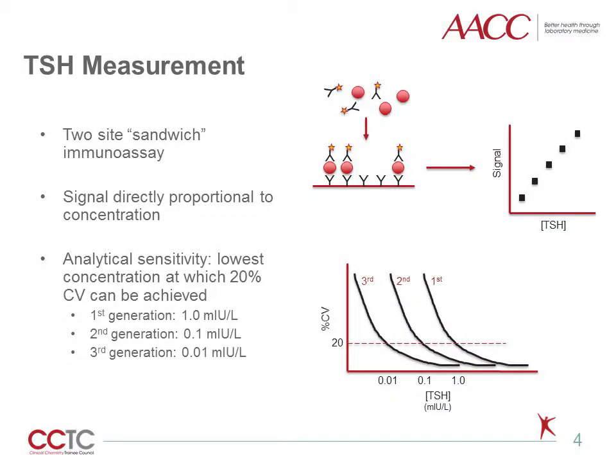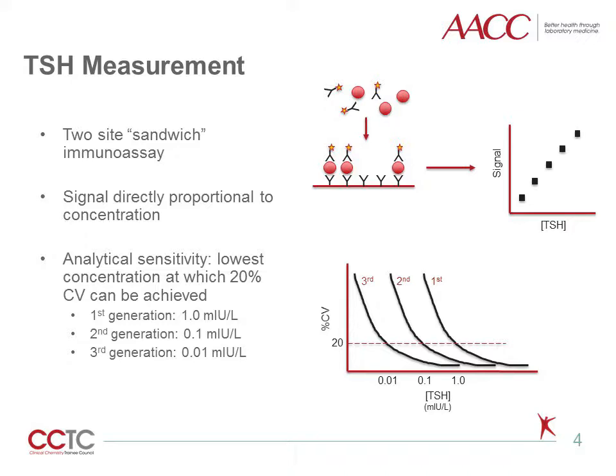On most automated analyzers, TSH is measured using a two-site sandwich immunoassay using a capture antibody directed at one TSH epitope and a labeled detector antibody directed at a second TSH epitope. Using this assay format, signal is directly proportional to TSH concentration. As TSH concentration increases, greater signal is generated.